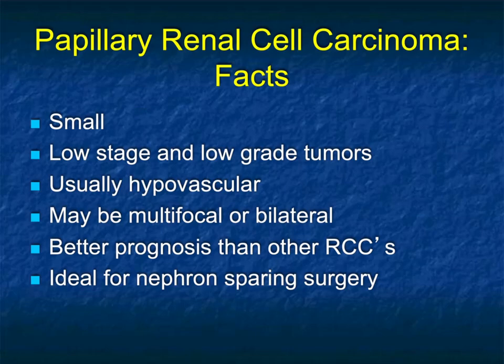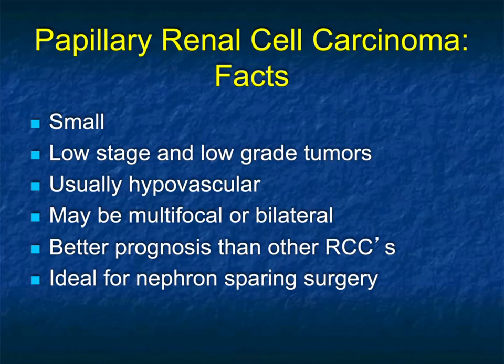What about papillary? They're typically smaller, but don't always need to be small. They're typically lower grade, usually hypovascular, can be multifocal or bilateral. They have a better prognosis than clear cell, and they're ideal for nephron-sparing surgery. One of the reasons it's good to be able to predict what's a clear cell versus papillary.